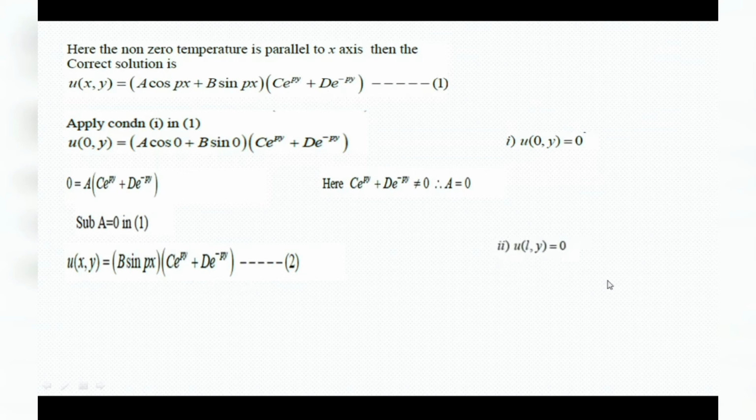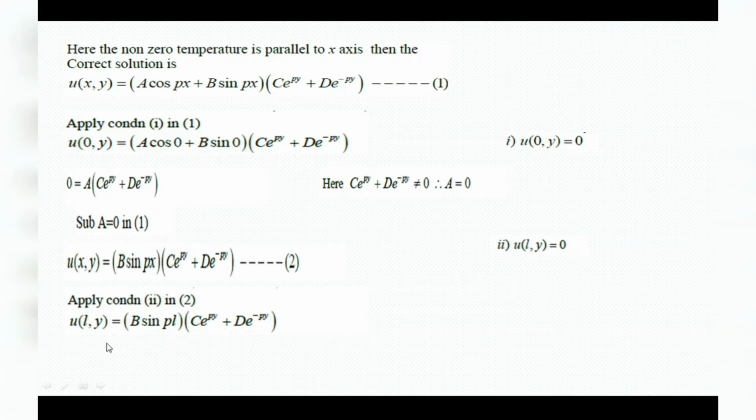Now in this we are going to apply the second boundary condition. Here x is given as L, and therefore when we substitute x as L, u of L comma y will take the value 0. Therefore 0 equal to b sin pL into (c e power py plus d e power minus py). In the place of u of L comma y, we have to put 0 by the second boundary condition.